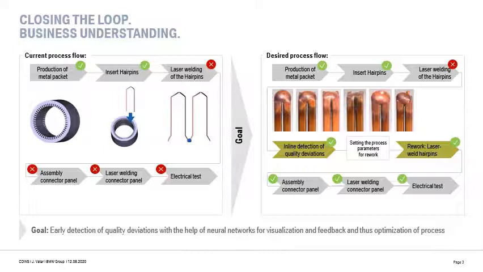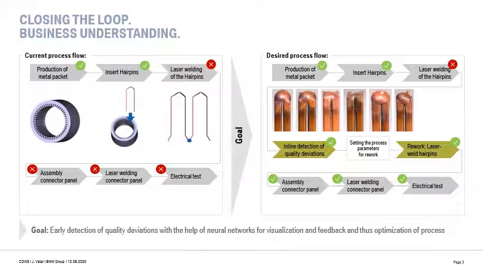Even if an error occurs, the motor is produced completely and must be removed at the end of the line after the electrical test. Afterwards, the connection panel has to be disassembled and the welding of the hairpins must be manually reworked. This, of course, takes a lot of time and costs a lot of money.